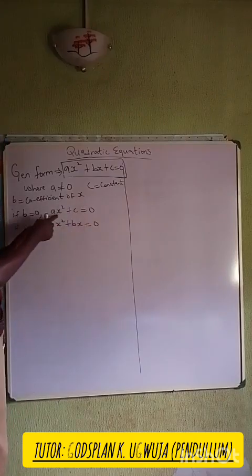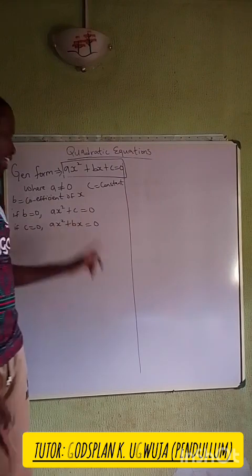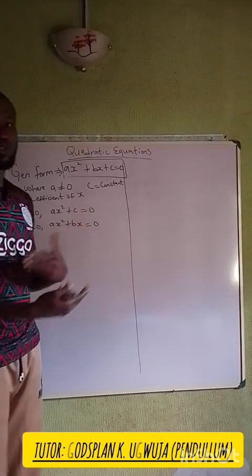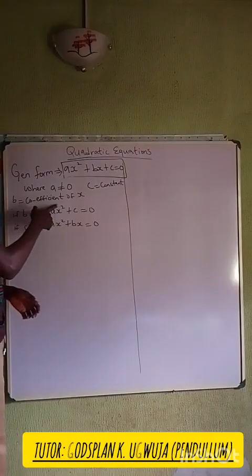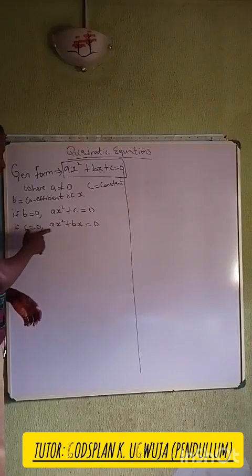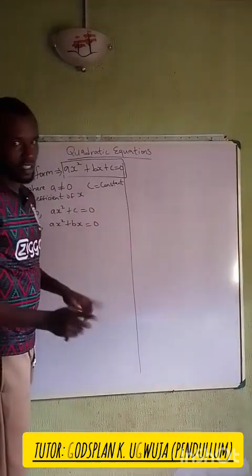But as long as there's x raised to power 2, or any other variable, you know that x is not the only letter used to represent variables or unknowns. As long as there is a power of 2, whether it's complete or not, it is a quadratic equation.